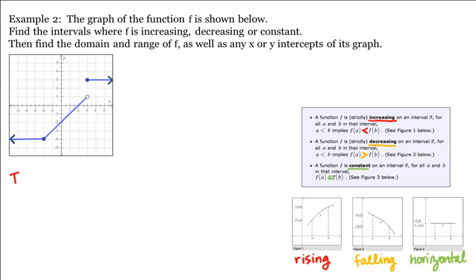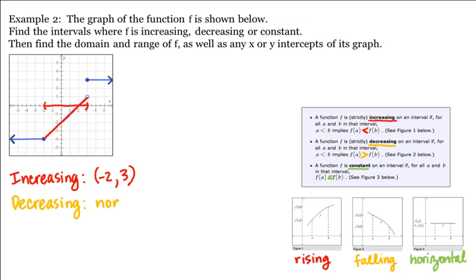So where is our graph increasing? Looking at the graph, we see it's rising here, which corresponds to this interval here, or -2 up to 3. Now what about decreasing? Looking at our graph, the graph is not falling on any interval, so this would be none.